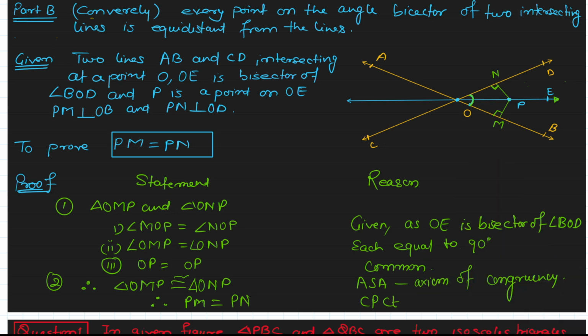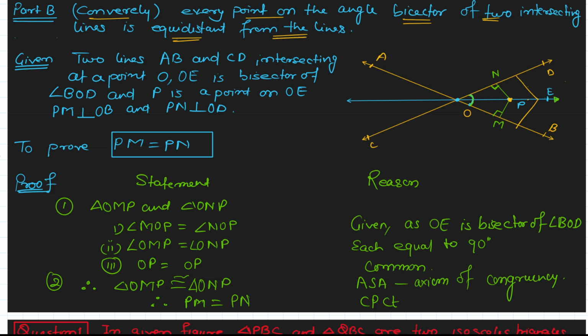So here you can see this. Conversely, we can say every point on the angle bisector. So we can take P, Q, R, S, any point. So here also like this. Okay, so this will be the perpendicular bisector of two intersecting lines is equidistant from the line.